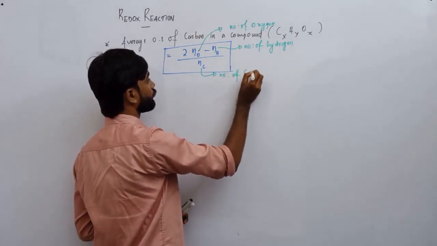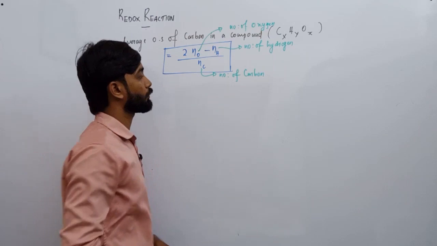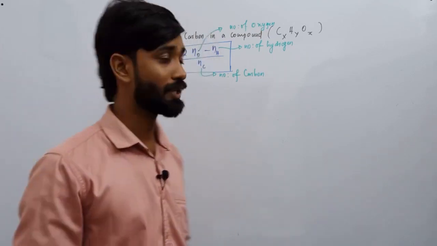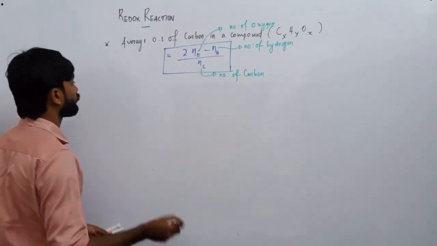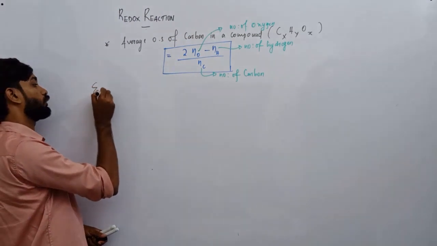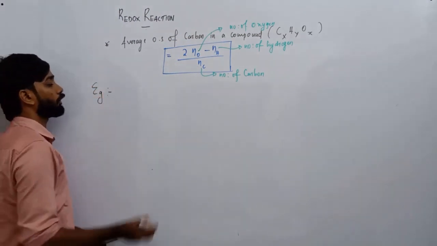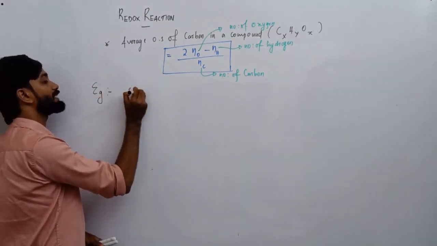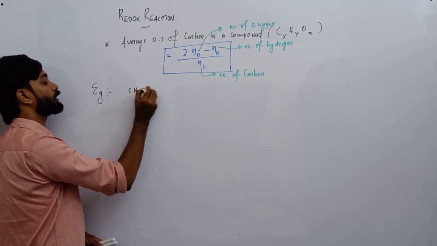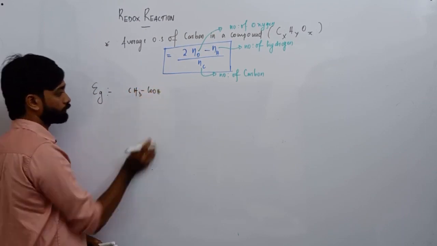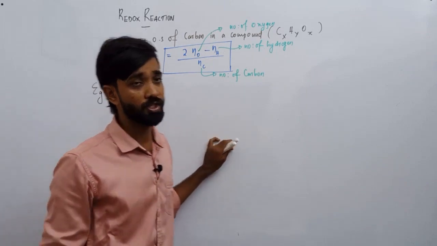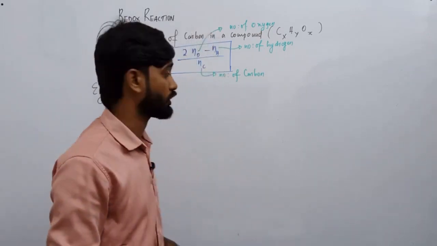Number of carbon, so twice the number of oxygen minus number of hydrogen divided by number of carbon. I'll give you a lot of examples. Your first molecule is acetic acid. You're asked to find the oxidation state of carbon in acetic acid. Simply, if you're asked to find the oxidation state of carbon, it means the average oxidation state.